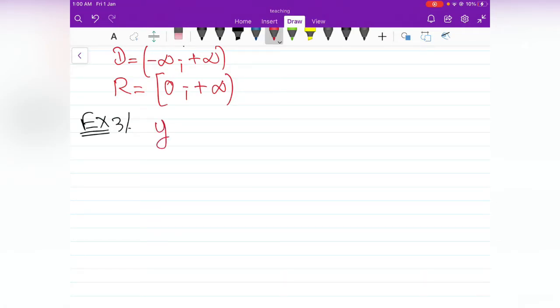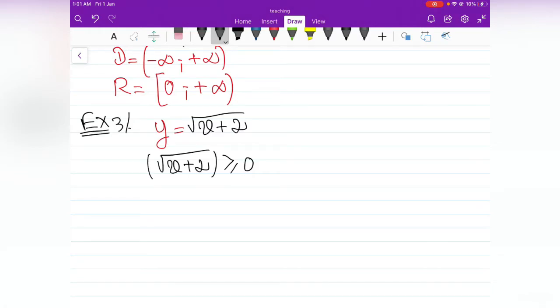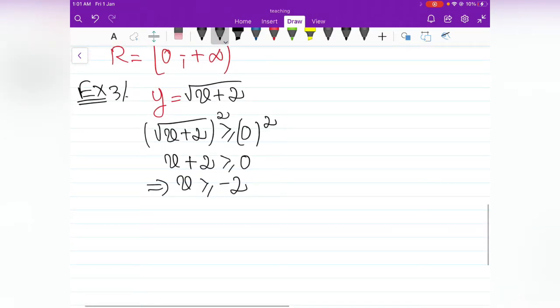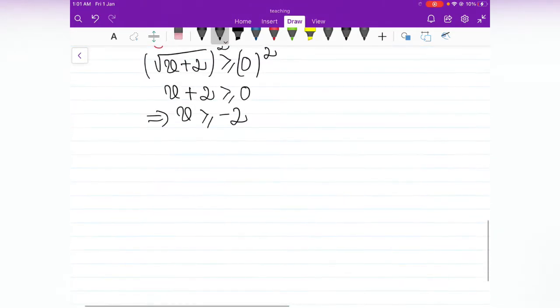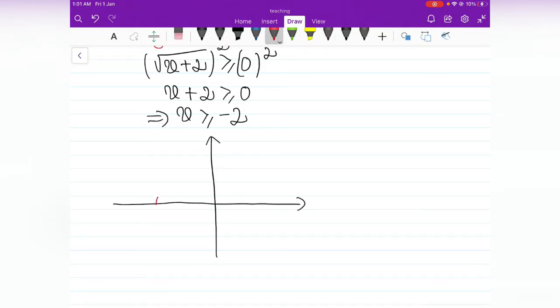Okay, so let's go to example number 3. Now I have the function square root of x plus 2. We already know that any square root value is always bigger or equal to 0, and in this case I can square both sides and we will get x plus 2 bigger or equal to 0, and therefore x is bigger or equal to minus 2. And if we draw the graph, it will look something like this.